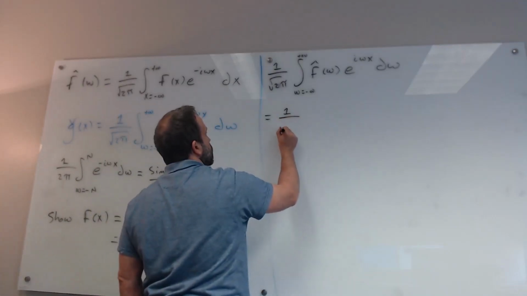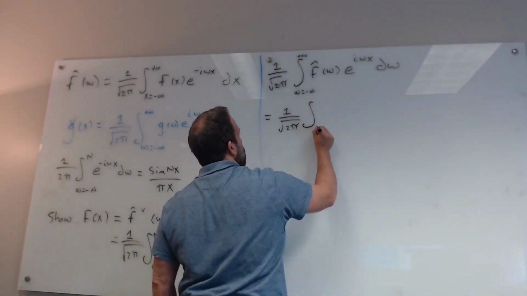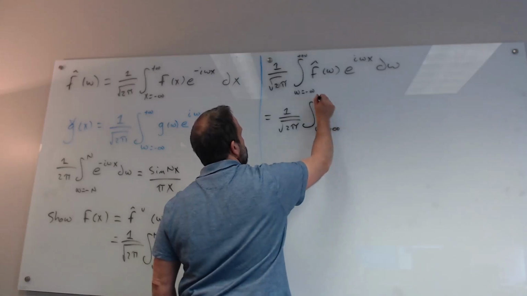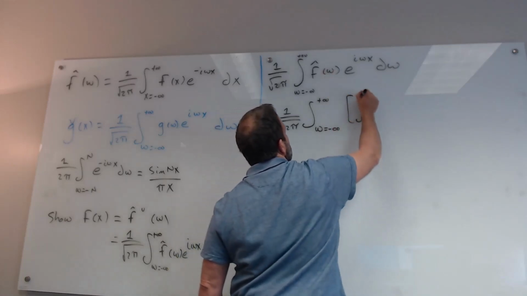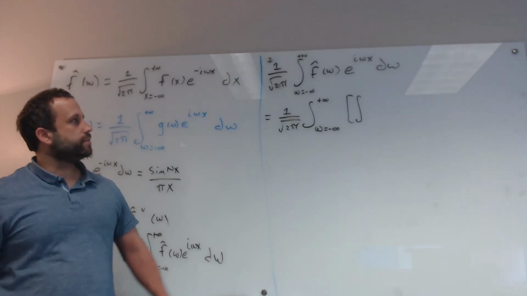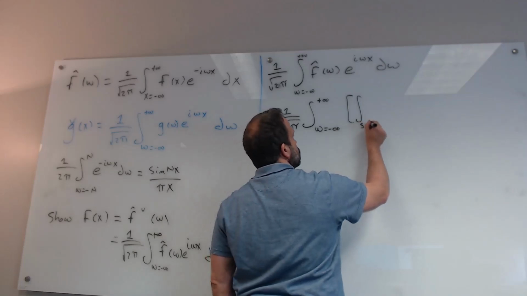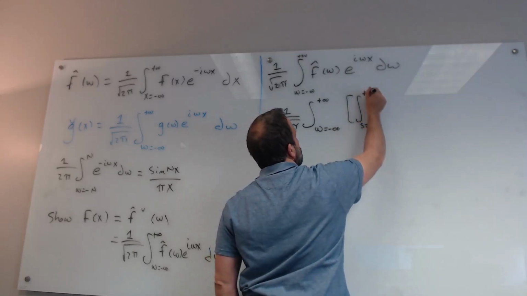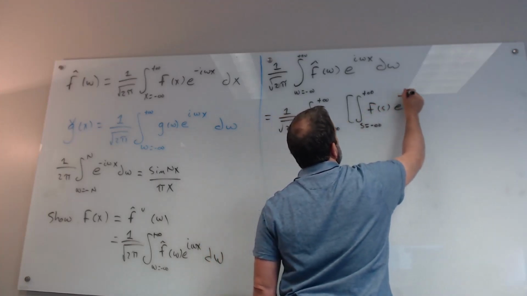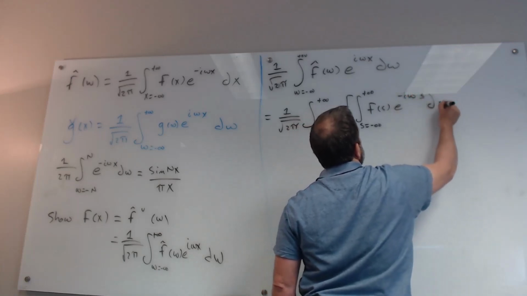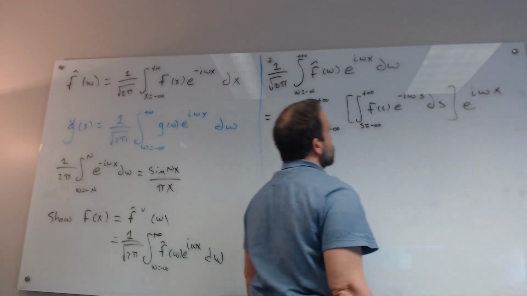So this is going to be 1 over the square root of 2 pi. We're going to have the integral omega equals minus infinity to positive infinity. Now the integral for f hat of omega, so typically we would use the variable x, but we're using the variable x there. So I'm going to use the variable s as my integration variable. So this is the integral s equals minus infinity to positive infinity. And we've got f of s e to the minus I omega s ds, and then I'm going to multiply it by e to the I omega x, and then d omega.